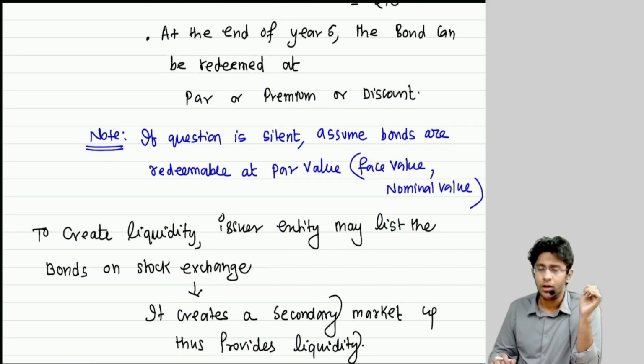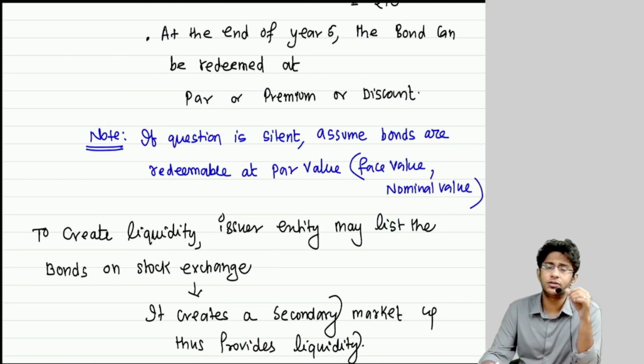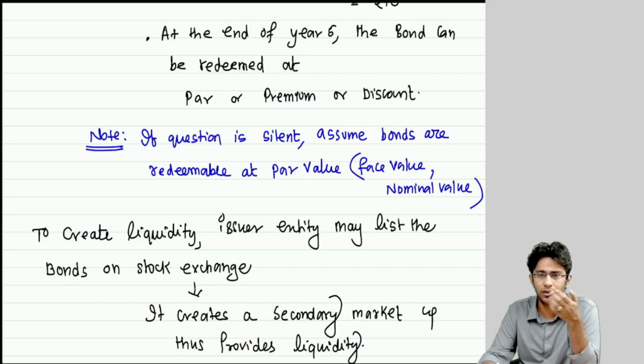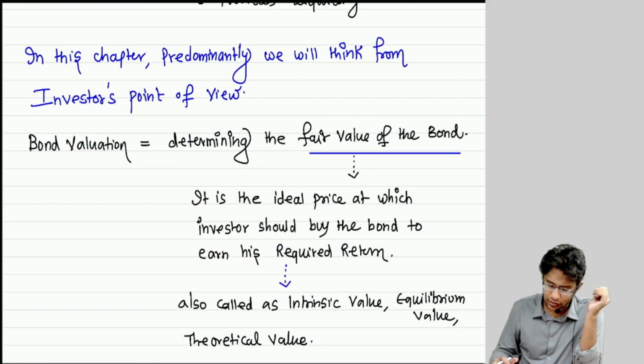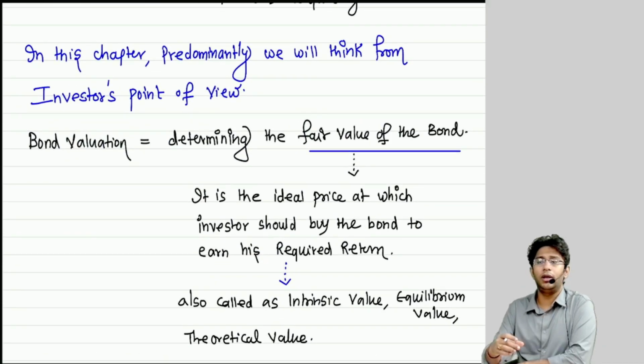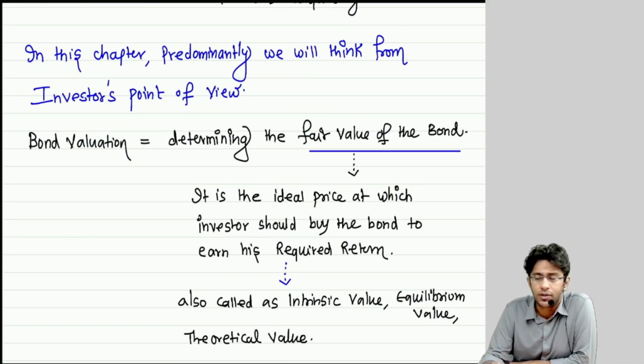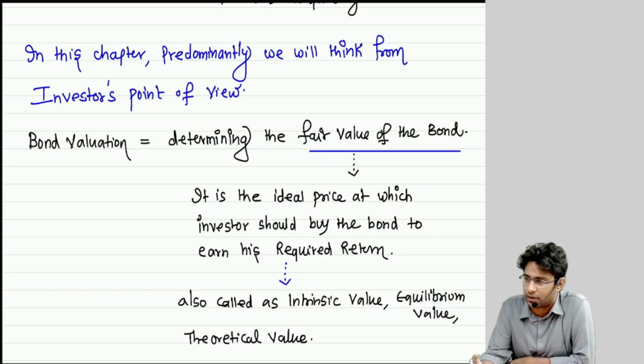And next, typically redeemable bonds on the maturity date can be redeemed either at par or at premium or at discount. That's a matter of agreement between the investor and the borrower, right? Then we have also discussed that in order to create liquidity for the bonds, most of the entities, what do? They go and list the bonds on a stock exchange. When you list the bonds on stock exchange, what is happening? You are creating a second-hand market, that we call it as a secondary market.